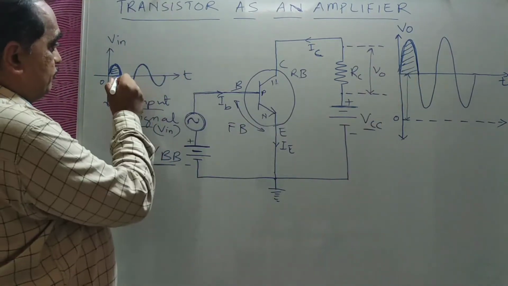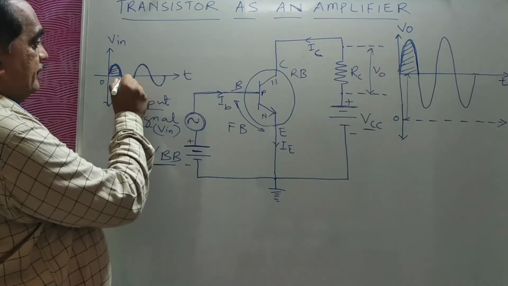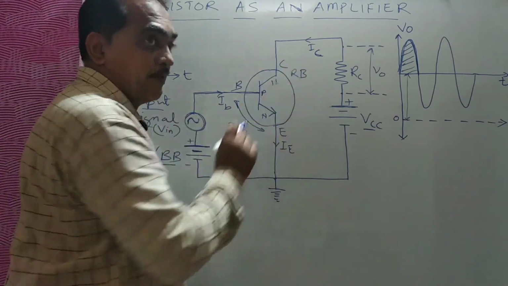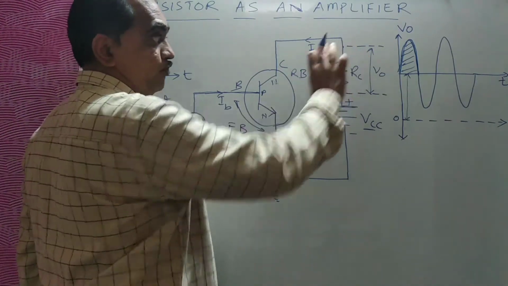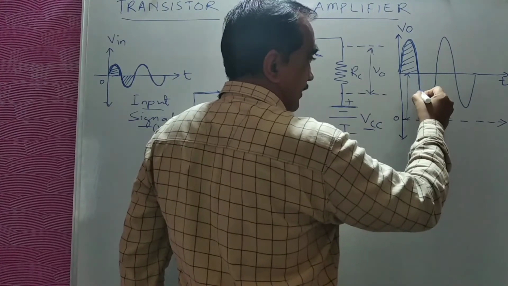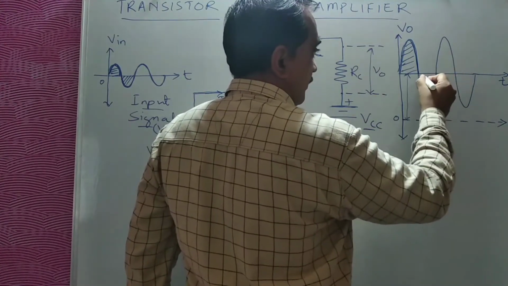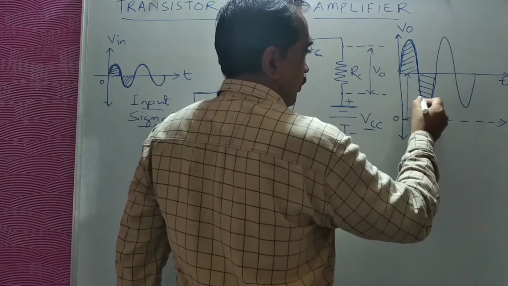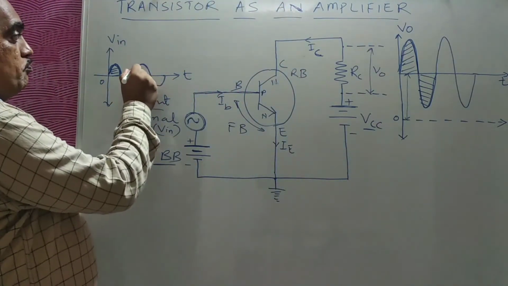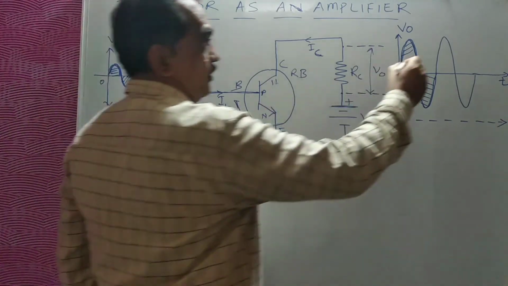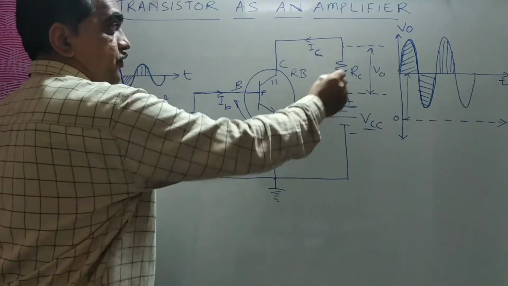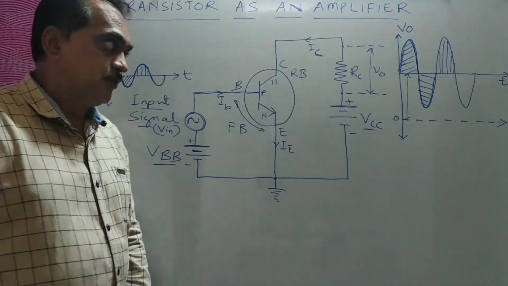Similarly, when the input goes to the negative half cycle, the collector current will reduce, and the voltage across RC will reduce, but it will reduce above the positive line only. This is the reduction part that you can see, but it is an amplified version. Again, when it goes positive, you can see a larger positive, because the collector current passing through RC, IC into RC, will give you V0.